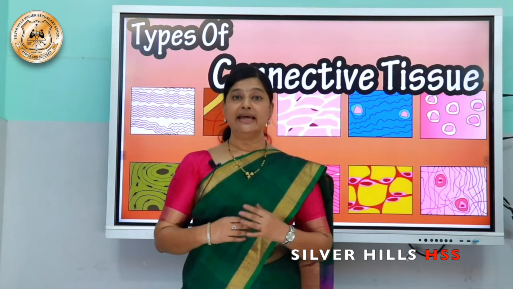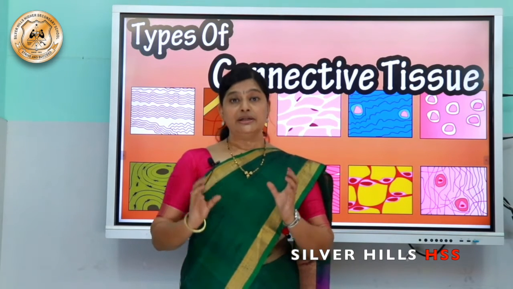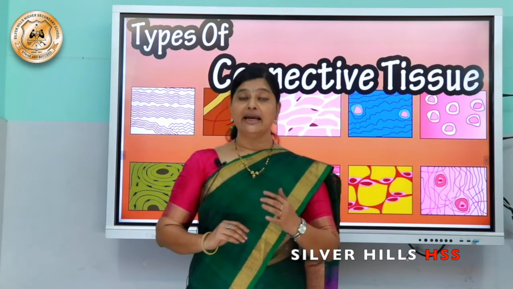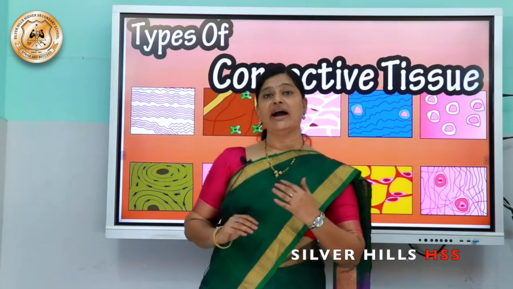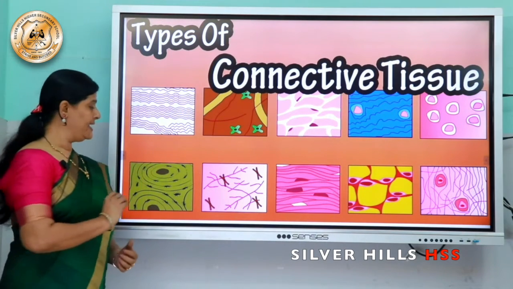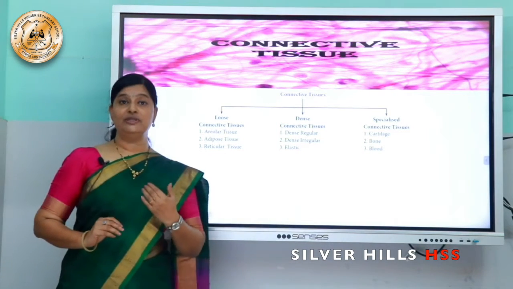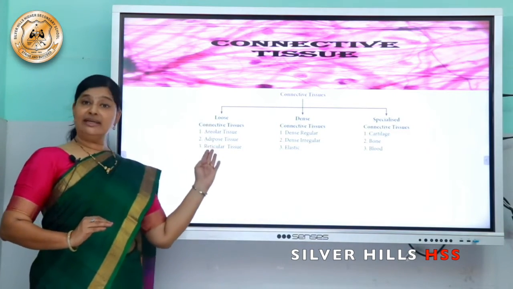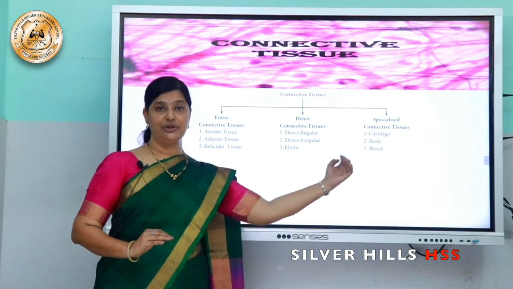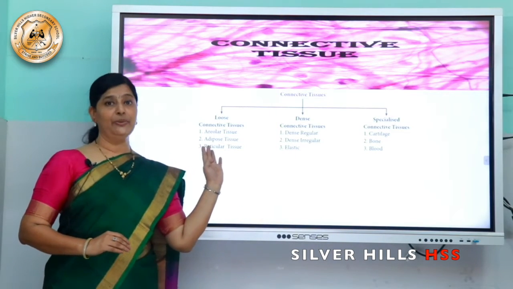Connective tissues. The name itself indicates that they connect or join tissues and different organs of our body. Connective tissues are divided into 3 categories. Let's see what the 3 categories are. Connective tissues are divided into loose connective tissue, dense connective tissue and specialized connective tissues. So, let's take the first one, loose connective tissue.